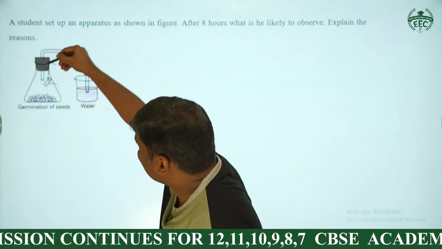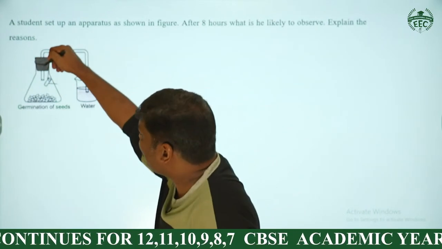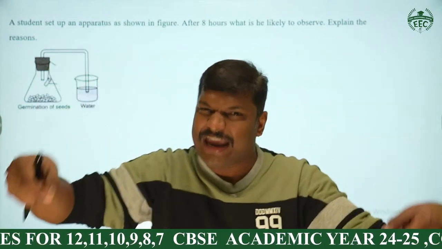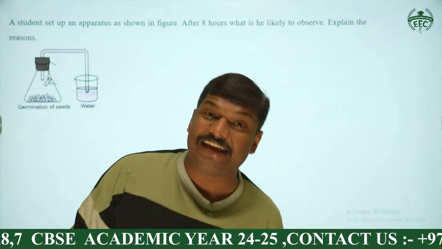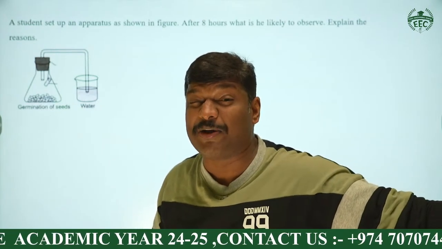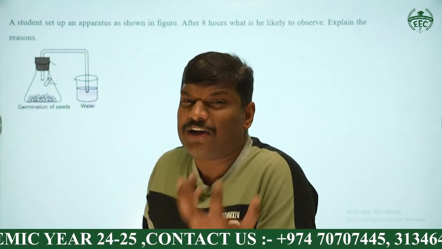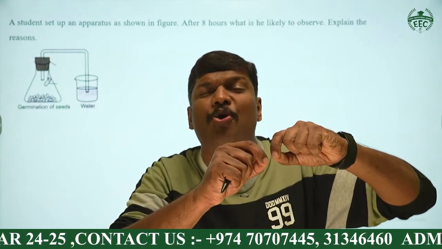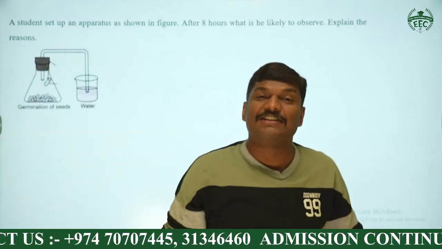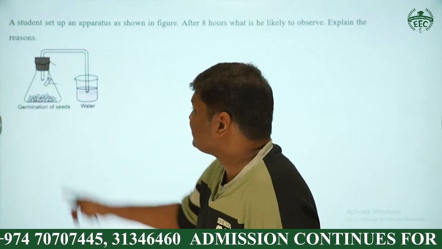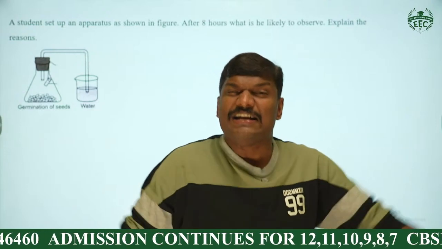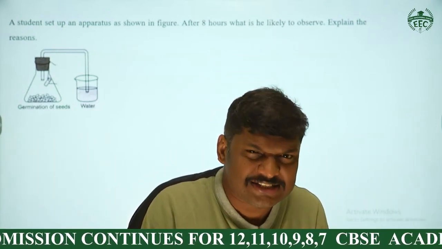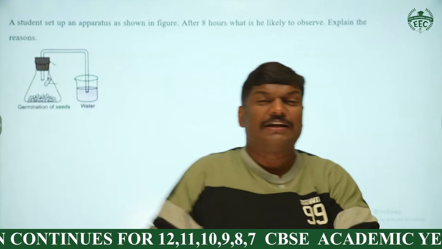Here you can see a conical flask and a beaker, both connected by a pipe. And here you can see the germination of a seed. Under the chapter How Do Organisms Reproduce, you studied that during germination a seed develops a plumule, which moves to the top, and a radicle, which moves down. The plumule is the future shoot system, the radicle is the future root system. Anyway, seed germination means the seed is respiring, breathing, taking oxygen from the surroundings and releasing carbon dioxide. That is very, very important, my dear student.